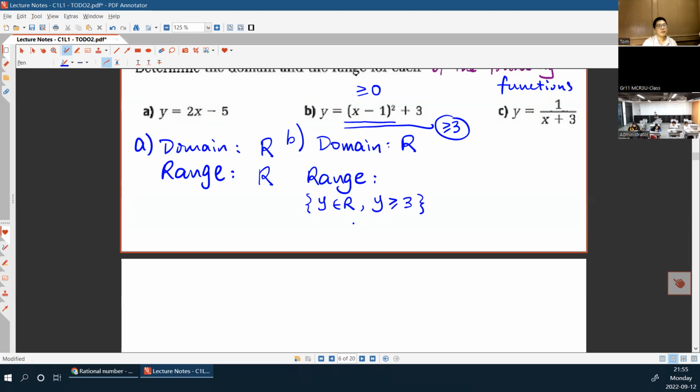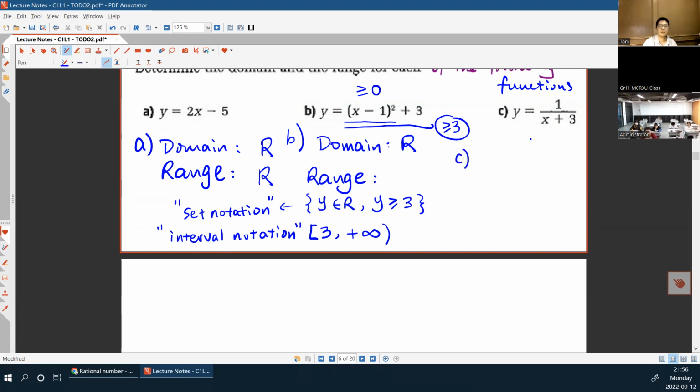Okay? And there is another type of notation for this, which is 3 to positive infinity, where 3 is inclusive, right? The first notation is called set notation, and the second notation is called interval notation. Actually, they are the same thing, but with different types of notation. You should be careful with this. You can choose either one of them.